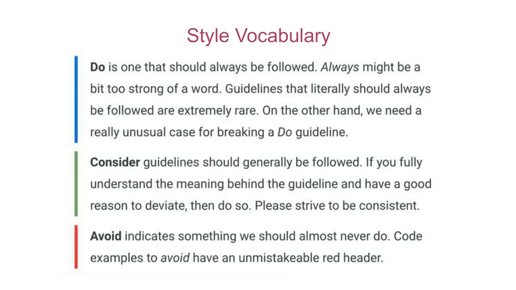But then we also added the green one, the consider. Consider are things that we're saying, this is what we prefer, but if you don't do this, that's fine. Just choose consistency over anything else. So we've got those three different levels, and they're pretty easy to spot.